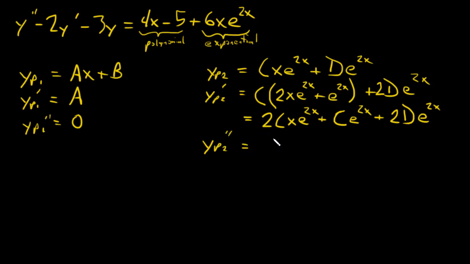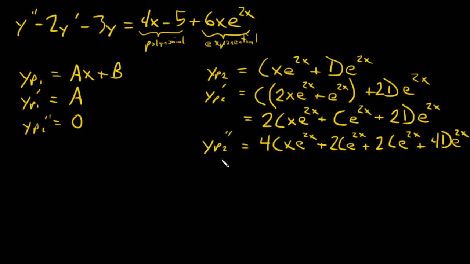So y sub p2 double prime is going to be, well, the derivative of this is exactly what we had when we took the derivative of this, just an extra 2 on it. So I just have to multiply what I have here by 2 for this derivative of the first term. So this is going to be 4c x e to the 2x plus 2c e to the 2x. That takes care of the derivative of this term. Now take the derivative of this one, and it's going to be plus 2c e to the 2x. And then the derivative of this one, which is going to be plus 4d e to the 2x.